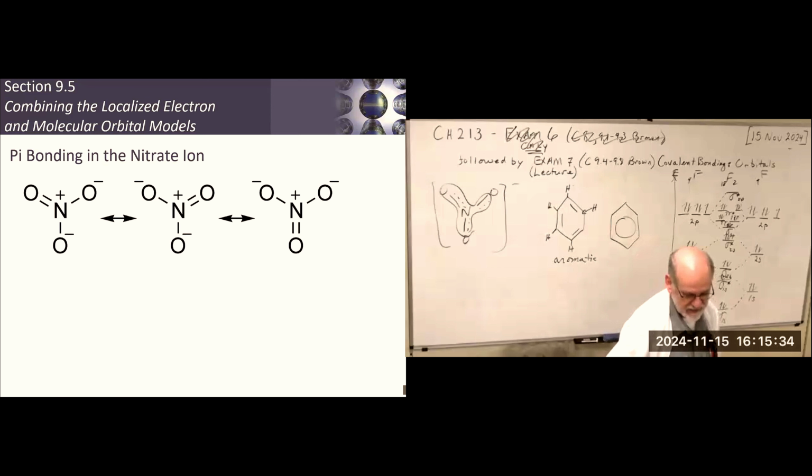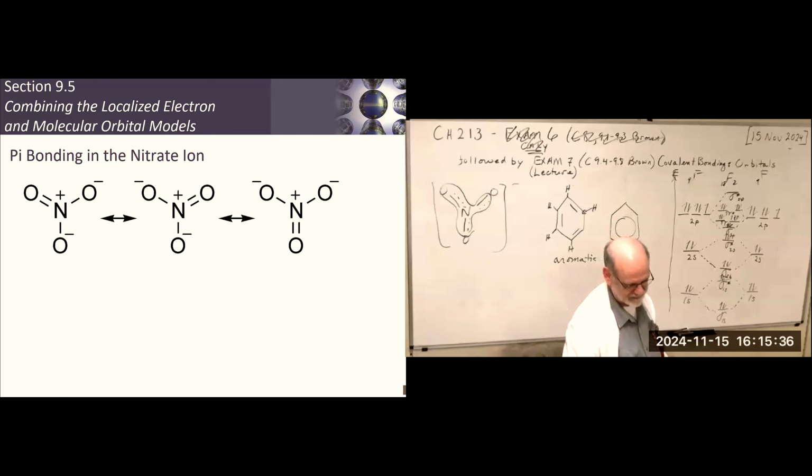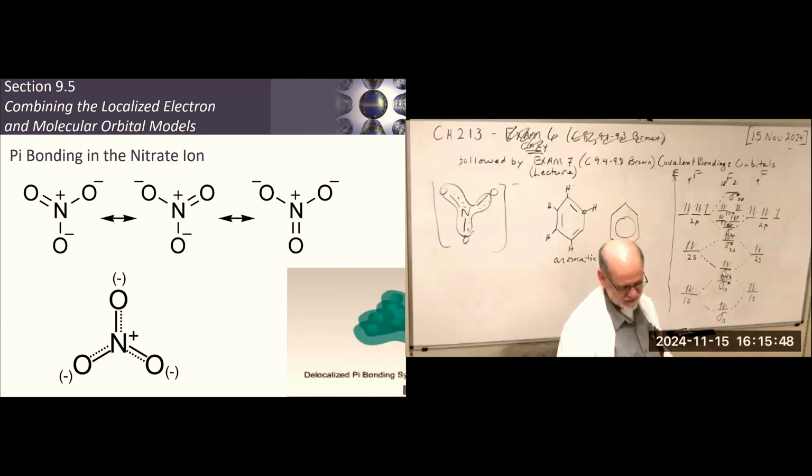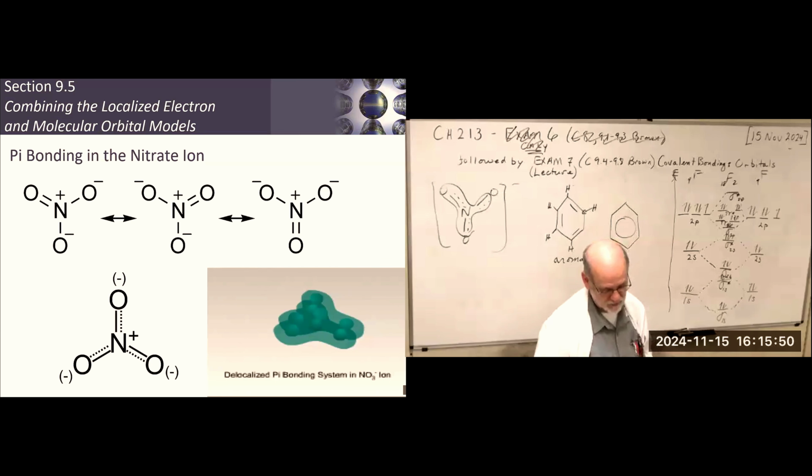And here's your example for the nitrate ion. All right, so resonance structure would be called for if we were in the localized electron model, but in the molecular orbital model, well, that's another way of showing it. This is what it would look like for a representation of the nitrate ion where the delocalization is over all the bonds. And that stabilizes the bonds.